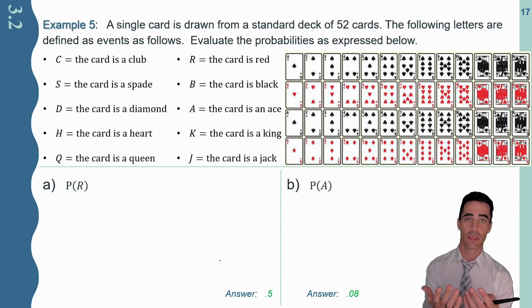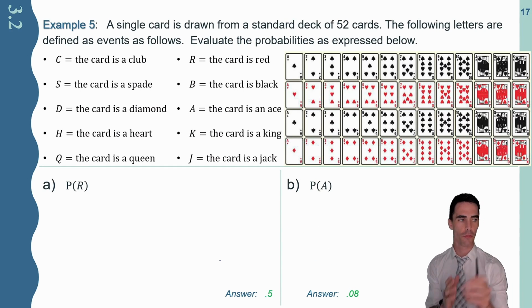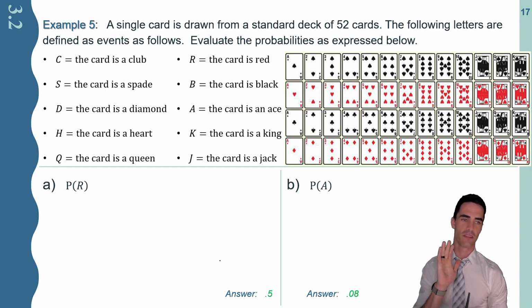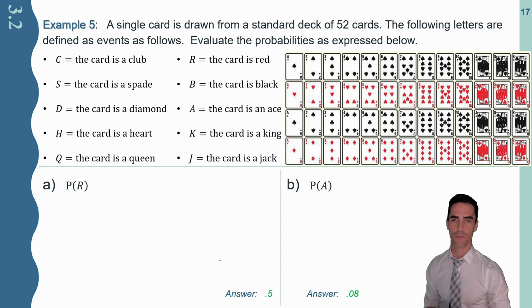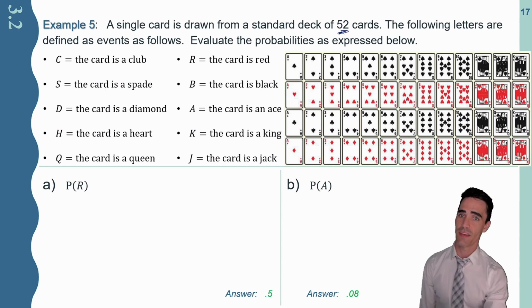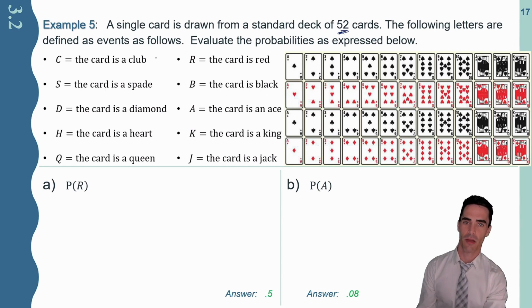I want to introduce the term mutually exclusive, but I want to do so through an example. This card example is a classic. It's a staple. A single card is drawn from a standard deck of 52 cards. The following letters are defined as events as follows, and we're going to evaluate some probability using it.